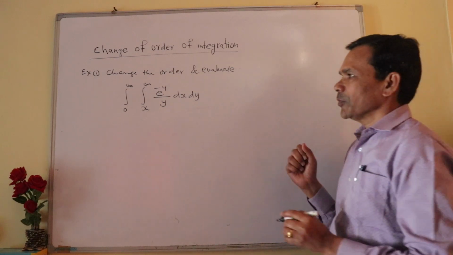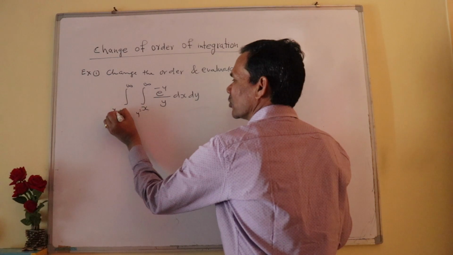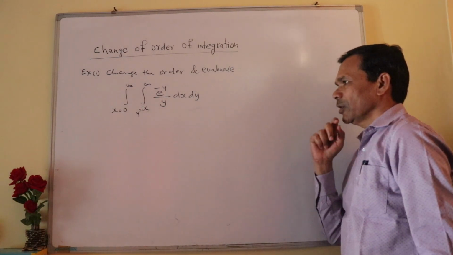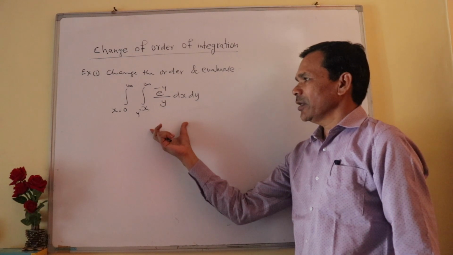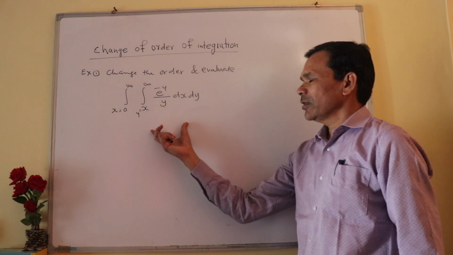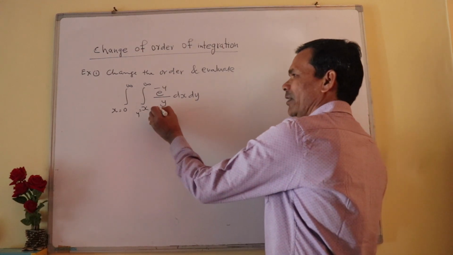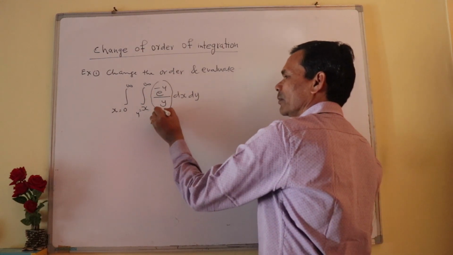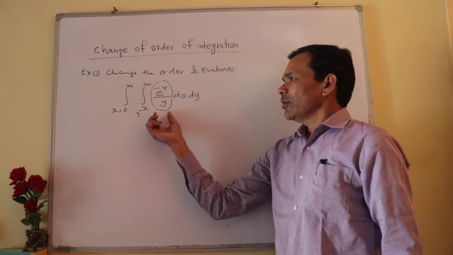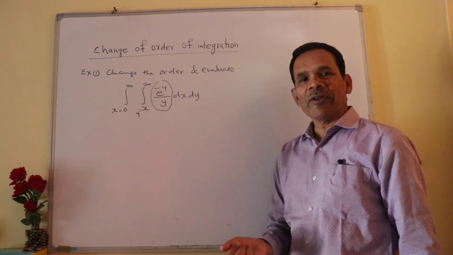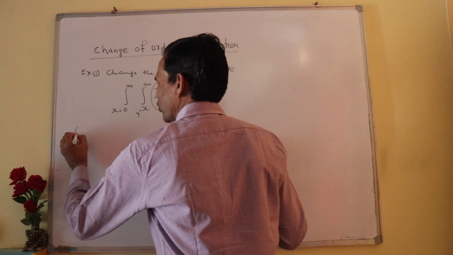Now if you observe, these are the limits for y and these are the limits for x. You have been asked to integrate with respect to y first, keeping x constant. It is rather complicated to integrate this with respect to y, because this is a function of y, and it is easy to integrate with respect to x. That's why it is required to change the order of integration.